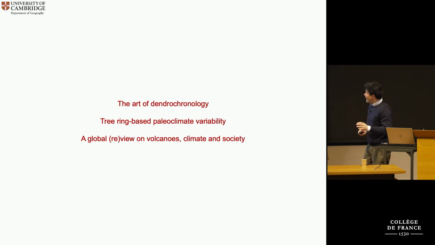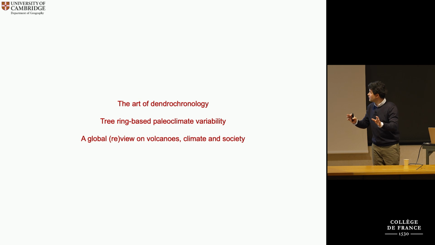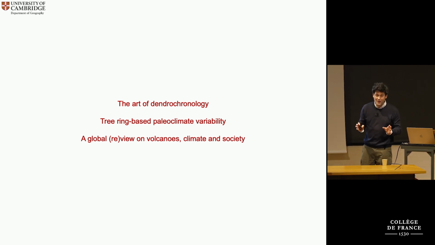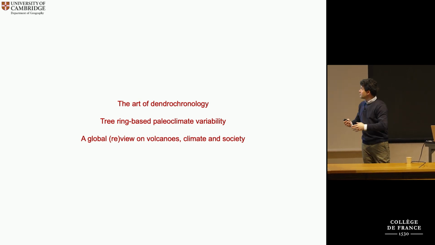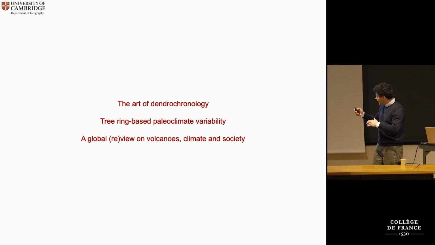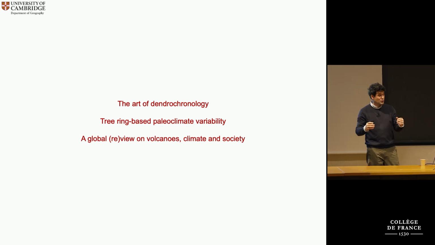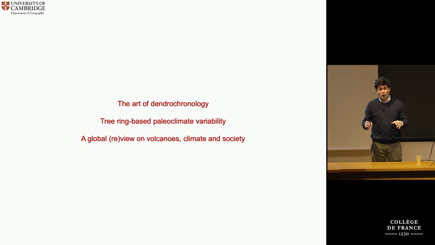So I will structure my presentation in 3 main parts. The art of dendrochronology, or the beauty of tree rings, and you will see that there is a certain beauty in what we do. The second part, a tree ring-based paleoclimate variability perspective. At the second part, I expect us all to be on the same ground. We all know how a tree is growing, and why we can use it as a high-resolution climate proxy.